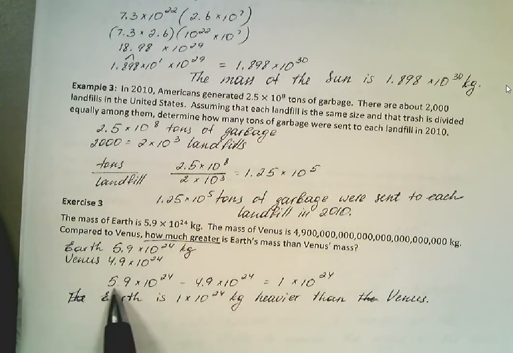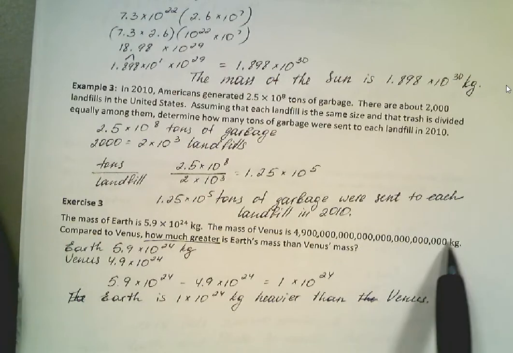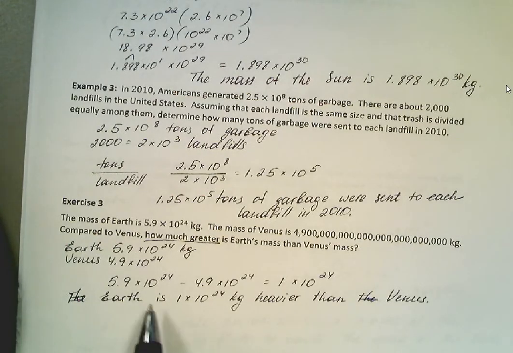We are subtracting 5.9 times 10 to the 24th and 4.9 times 10 to the 24th. And that happened because we converted this large number into scientific notation. So since we are subtracting 5.9 and 4.9 and multiplying it by 10 to the 24th, the Earth is 1 times 10 to the 24th kilograms heavier than Venus.